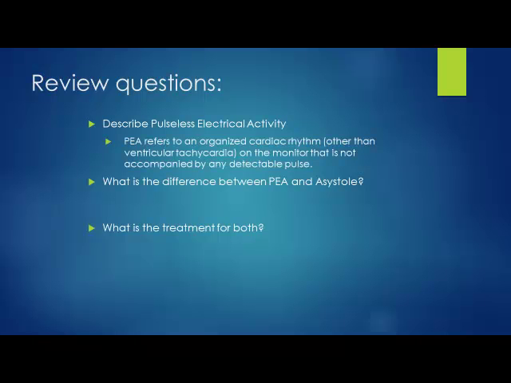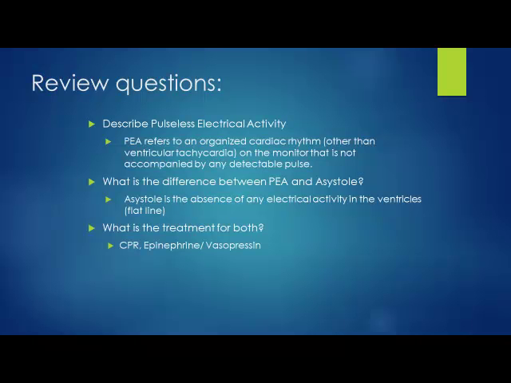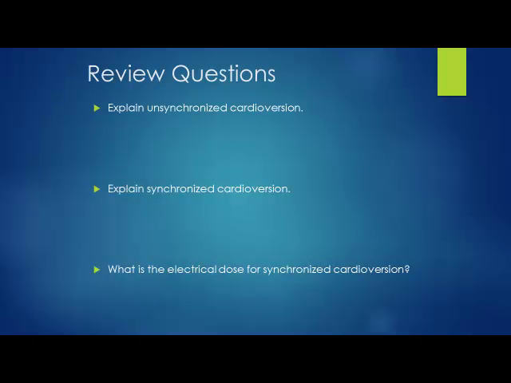All right? What's the difference between PEA and asystole? Asystole is no electrical function. All right. Say it again. Asystole has no electrical. All right. So, asystole is a complete absence of any type of electrical activity in the heart. What is the treatment for both? CPR and epinephrine. Scratch that, vasopressin. I need to fix that. All right, unsynchronized cardioversion.